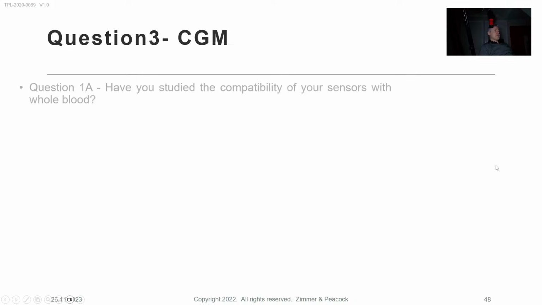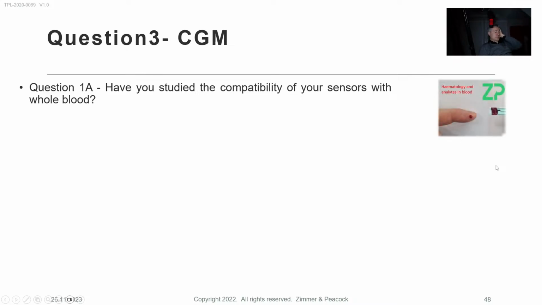Question number 3 is around CGM. I know I did flash through this earlier on. I'll just do a quick reminder. We have done whole blood testing at ZP with all our sensors. We generally do it with clients. It's worth me saying that sensors that are available on the ZP website, we generally make those available for R&D purposes only. I do have some special agreements where some people are buying it for medical applications. But otherwise, they are for R&D purposes only.